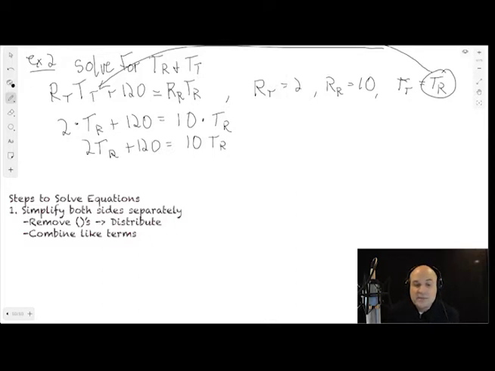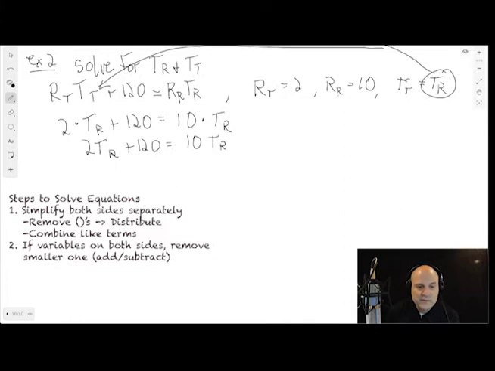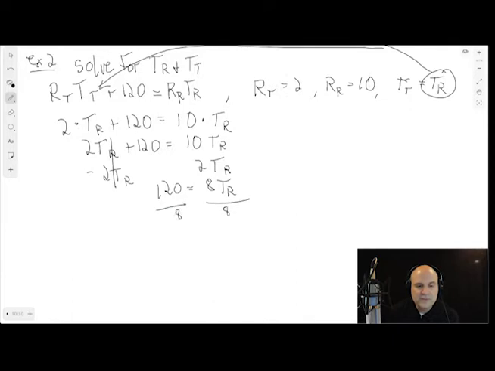The second step of solving equations is to get rid of the smaller variable term if you have variables on both sides, and you do. So get rid of 2T of R from both sides. So 120 equals 8T of R. The last step to solving equations is to divide by the variable's coefficient. So T of R equals 15.